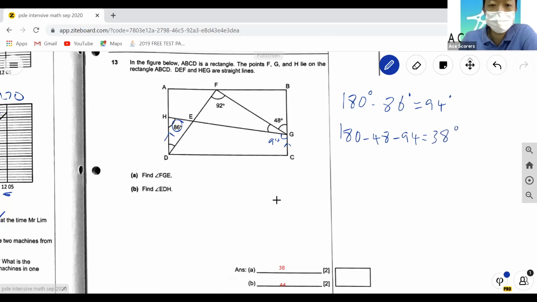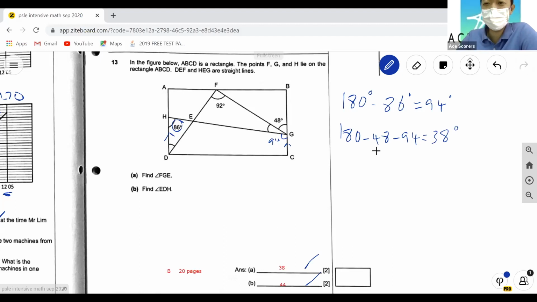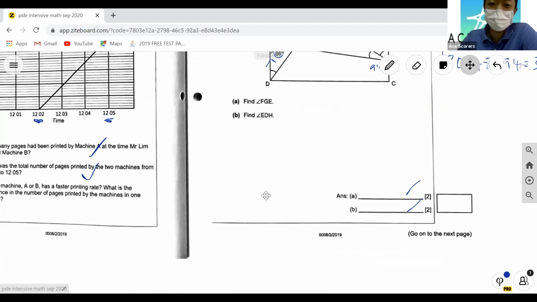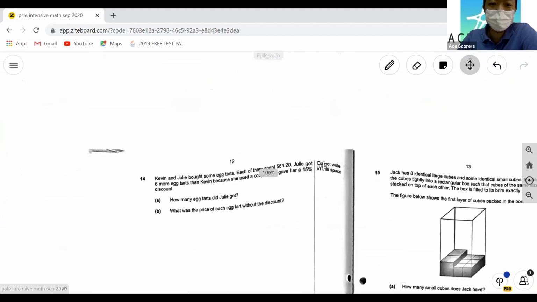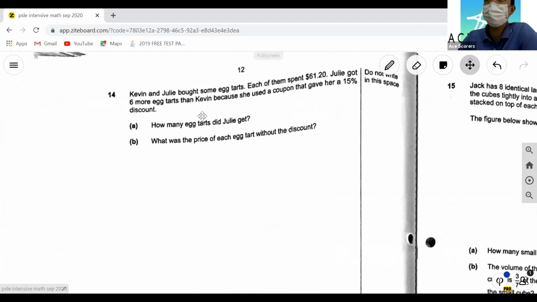Then for B, find EDH. So, 44. You all got 44? Yeah, 44 is correct. Yeah, that's fast. Not difficult, right? Fundamentals. Most of it is fundamental, as I mentioned. Now you see, percentage discount. This is not even heuristic, you know.